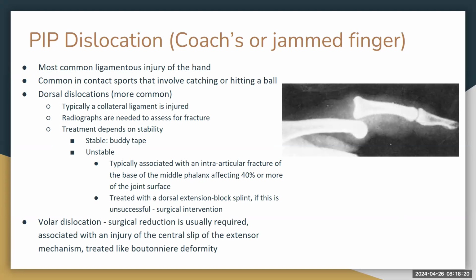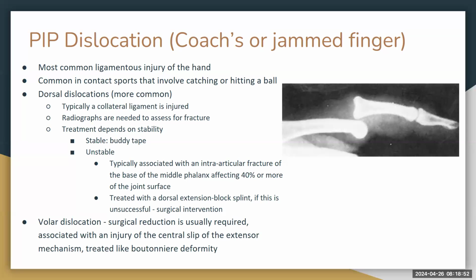All right, a PIP dislocation, also known as a coach's finger or jam finger. Most common ligamentous injury, sorry about that, of the hand. Common in contact sports that involve catching a ball, football receivers, basketball, things like that. Dorsal dislocations are the most common. Typically, collateral ligaments are injured when this happens. Again, radiographs are needed to see if there's a fracture.